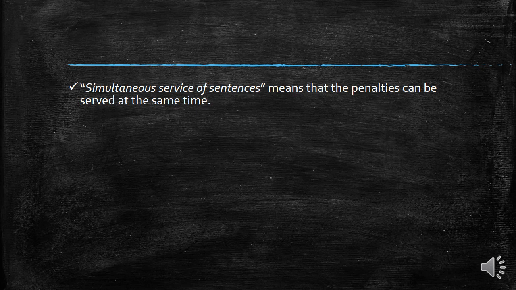Simultaneous service of sentences means that the penalties can be served at the same time. If you would recall in the previous slide, the penalty of imprisonment can be served at the same time as the penalty of fine. Meaning to say, while the convict is serving his sentence of imprisonment, he can also at the same time pay the fine as ordered by the court.